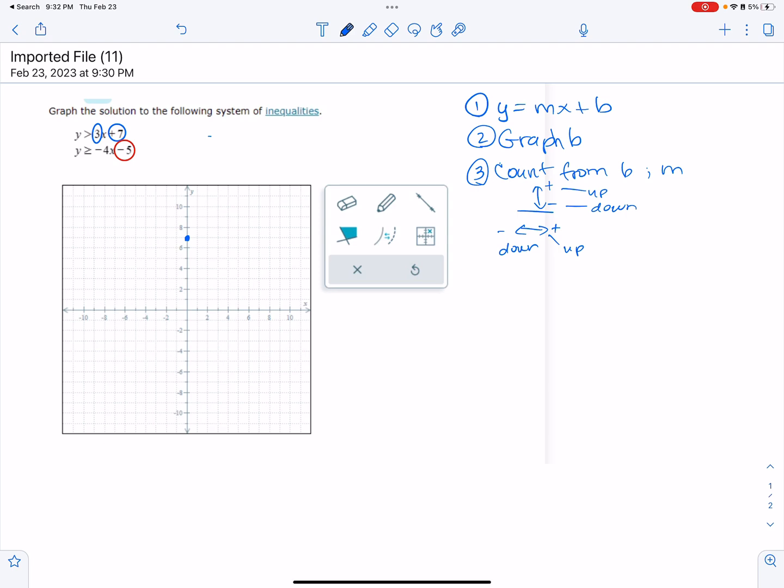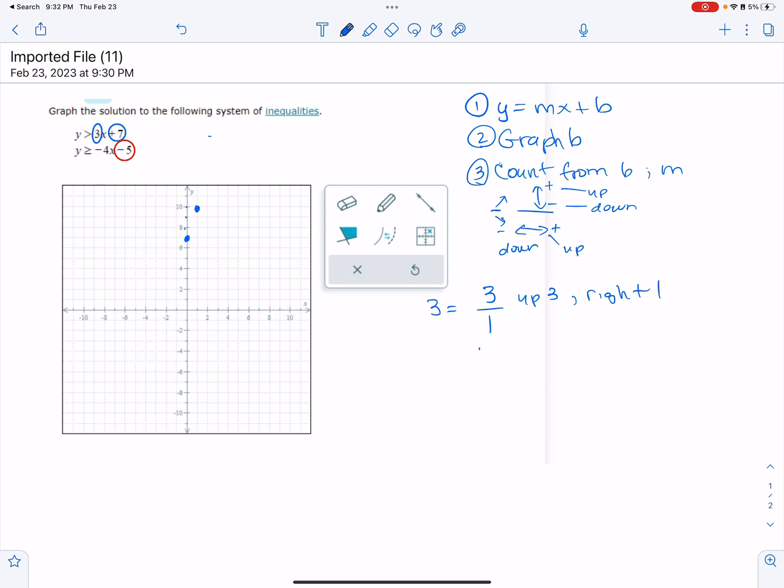Now, if you have a negative sign in front, you can put the negative either on the numerator or the denominator, but not both. I don't have a negative. Mine is a 3. Now, if it's a 3, I'm going to put that over 1 because 3 is the same as 3 divided by 1. So this means that I'm going to go up 3, to the right 1. So from this dot, I'm going to go up 1, 2, 3, to the right 1.